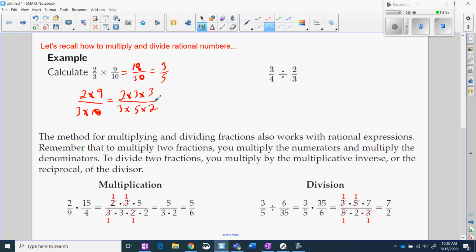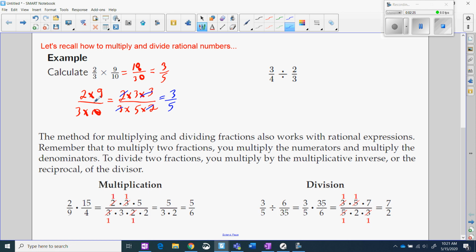Then what happens is you divide out common factors from the numerator that also exist in the denominator. These have to be factors. It doesn't work with addition or subtraction, but it does work with multiplication. You can divide out common factors. So I could divide this 3 or that one, it doesn't matter. That 3 and this 3 would wipe each other out. I also have a 2 here and a 2 down here, leaving me with a 3 in the numerator and a 5 in the denominator.